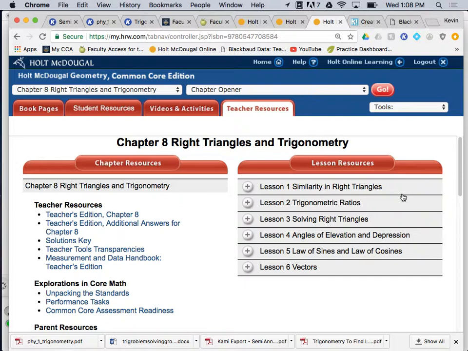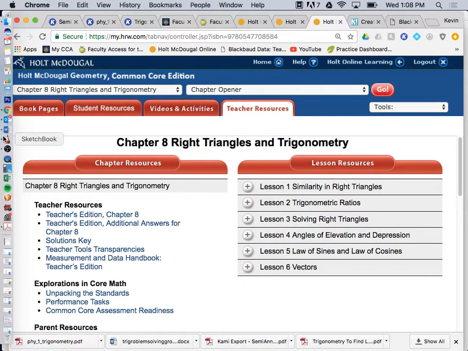So we'll have a mid-chapter quiz, and then a test all the way at the very end after lesson 6, and we'll obviously have a review day after lesson 6 to make sure you guys understand it. This first lesson is on similarity and right triangles. Then we get into trigonometric ratios, and then we start using these ratios and learning different things about triangles. It develops all the way to the end, which is vectors. Okay, so let's go ahead and get started.